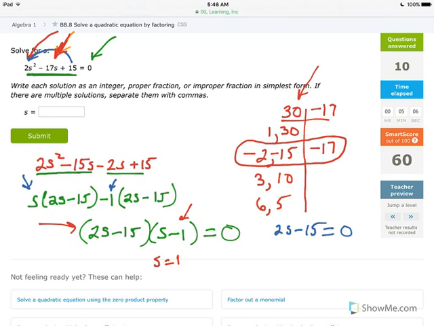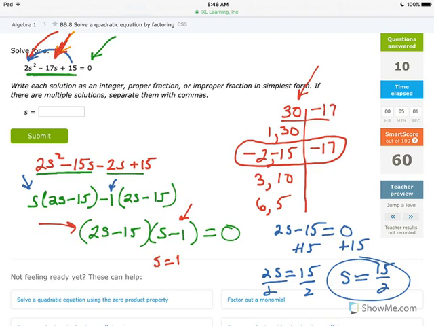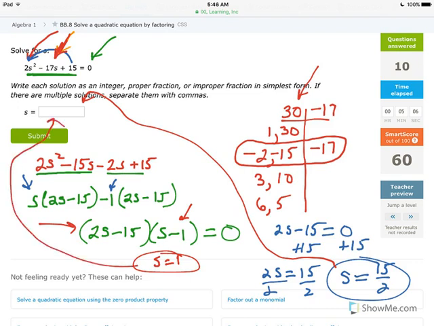So add 15. That will get you 2s equals 15, and then divide both sides by 2. So s would have to be 15 halves. So that will be one solution, and that needs to go into the answer box, and then your other solution was s minus 1. And just don't forget to separate those with a comma.